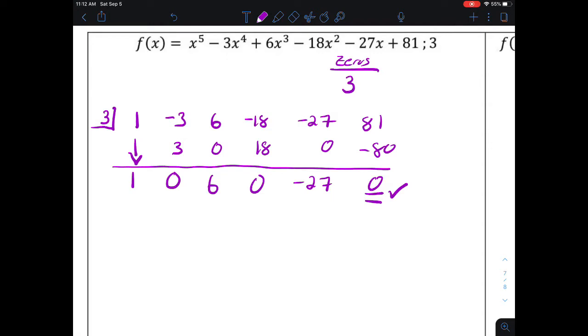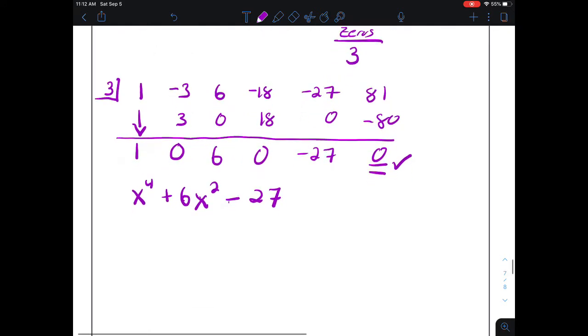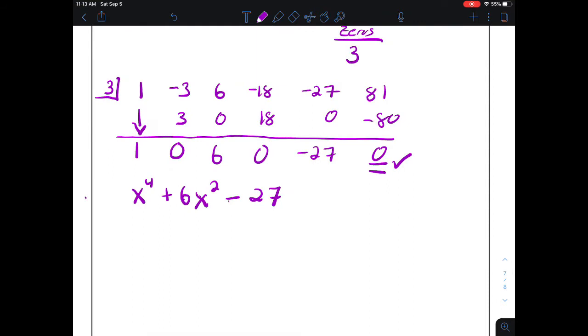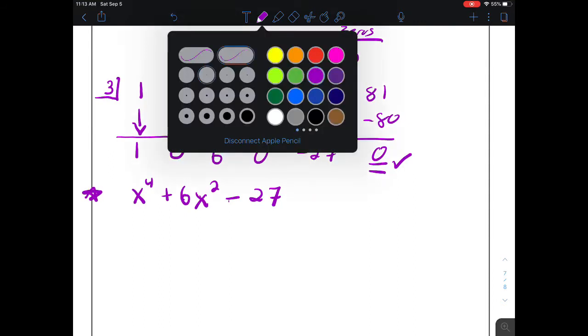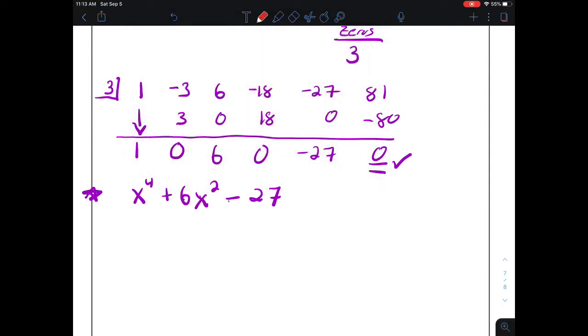And we need to write what's left after we did that division. What's left is x to the 4th, I have 0x to the 3rd, so plus 6x squared, 0x, minus 27. And so this becomes our new problem. Well, I still have to find the remaining 4 zeros, and this is the stage we're at. We're going to try to see if hopefully we can factor this to see what's left.